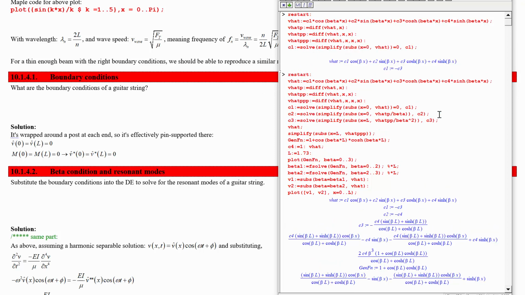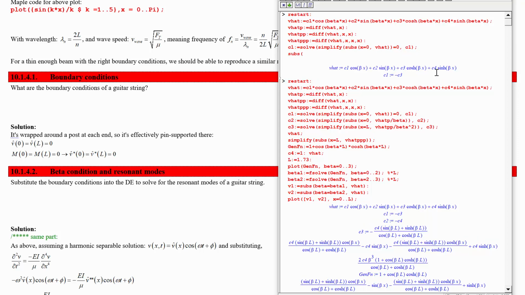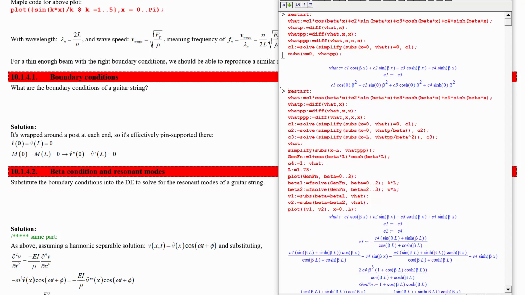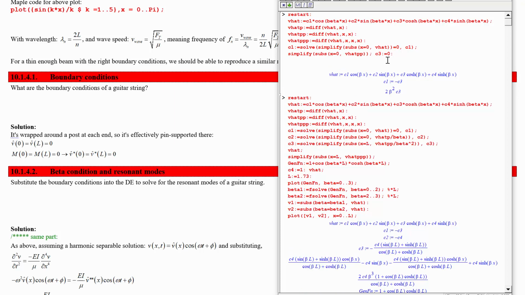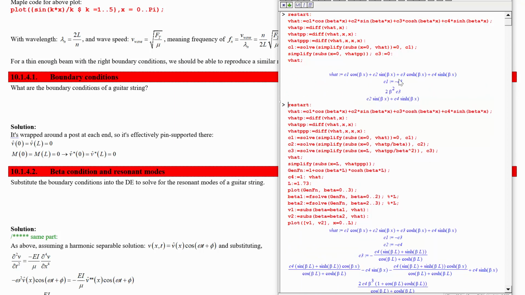And then what we'll do is we'll substitute in subs x equals 0 into v hat double prime and have a look at that. When we simplify this, that tells you that we actually need no C3 term either. So C3 therefore has to be equal to 0. So what's v hat now? Something even simpler. What's the next boundary condition?